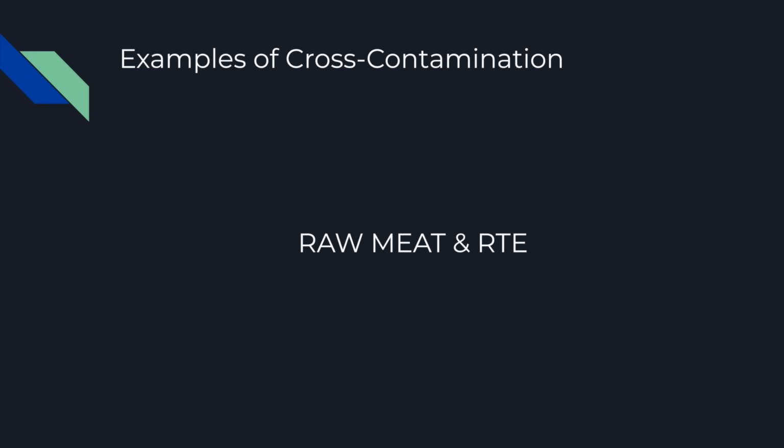Number 1, raw meat and RTE, just like I spoke about. Using the same cutting board or knife for raw chicken or meat, and then for salad, without washing and sanitizing in between uses.